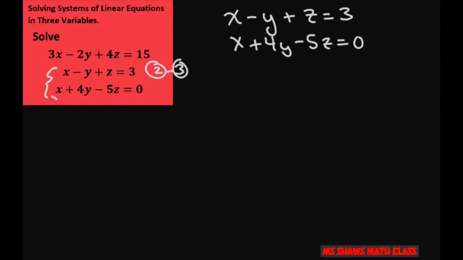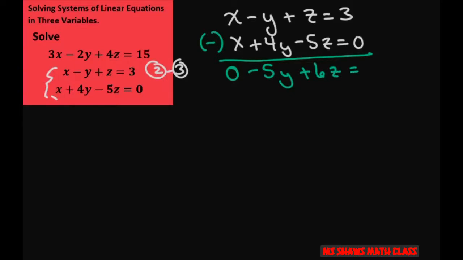And I'm going to subtract. I put subtract here with the parentheses, I mean each piece. So x minus x is 0. Negative 1 minus positive 4 is negative 5y. 1z minus a negative: if you hear yourself say minus a negative, it means plus. So that's going to be plus 6z.